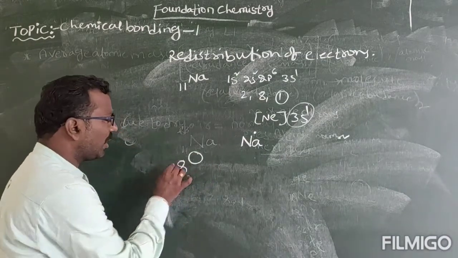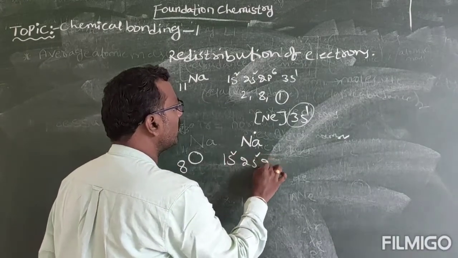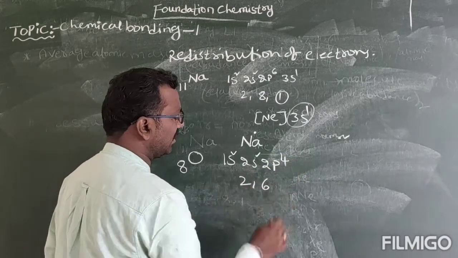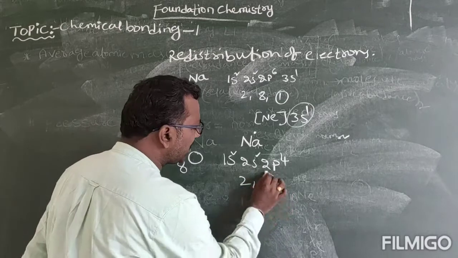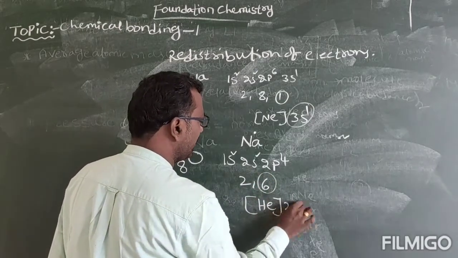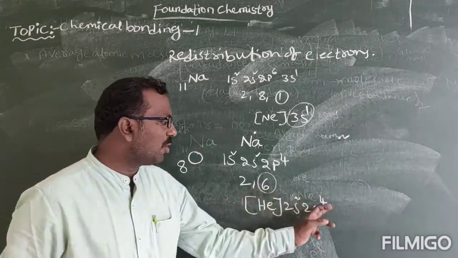8. So now what is happening for this 1s2, 2s2, 2p4? See, 2, 6. So here it needs 2 more electrons. The nearest inert gas is helium. It needs 2 more electrons.